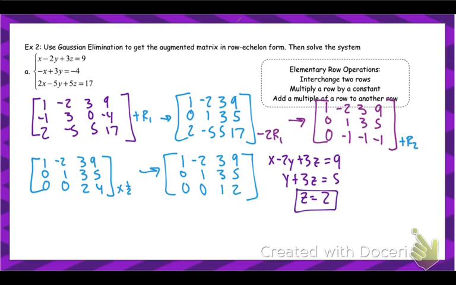So I already know that z equals 2. Well, let's plug that in. Y plus 6 is equal to 5, so y is equal to -1. Plug those both into the top equation. So I get x plus 2 plus 6 is equal to 9, so x is equal to 1, and my system's solved.